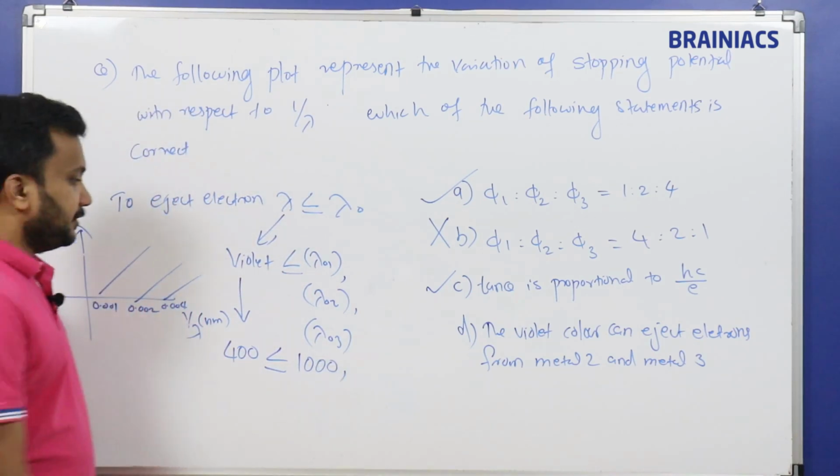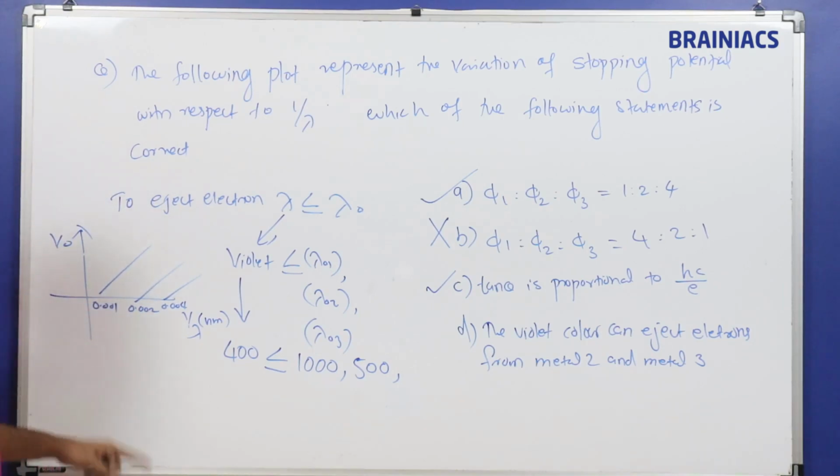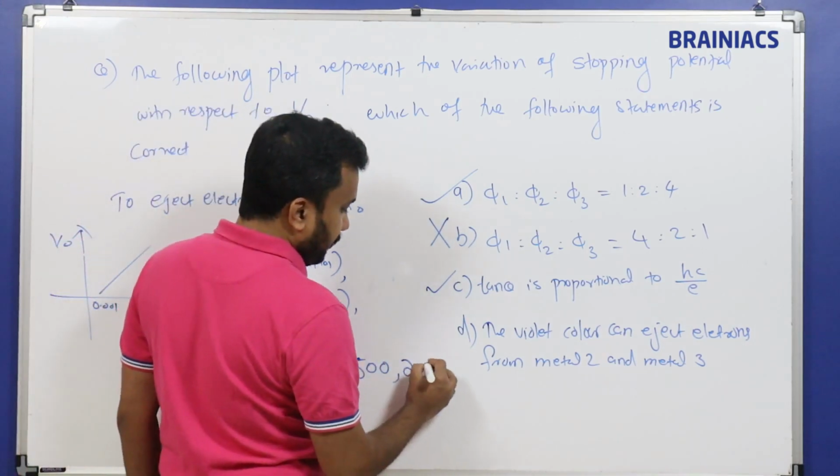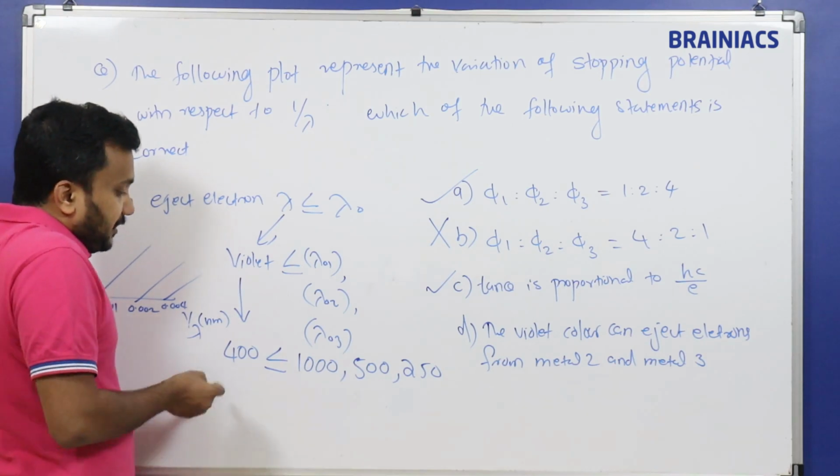And another one is 500. This one is 1 by 4. So how much will come? It comes around 250. So 4 options will be there: 250 nanometer, 500. Which of the following conditions are true?